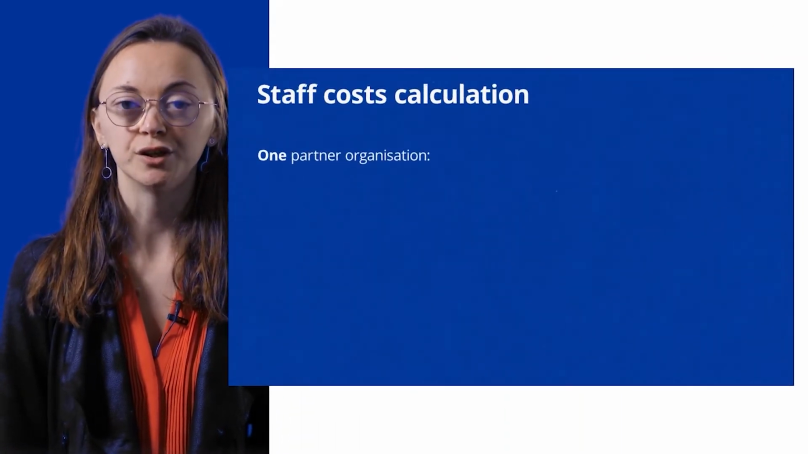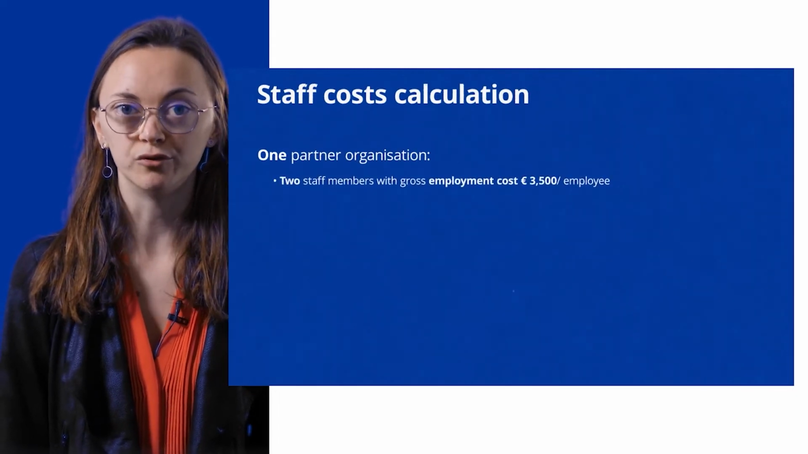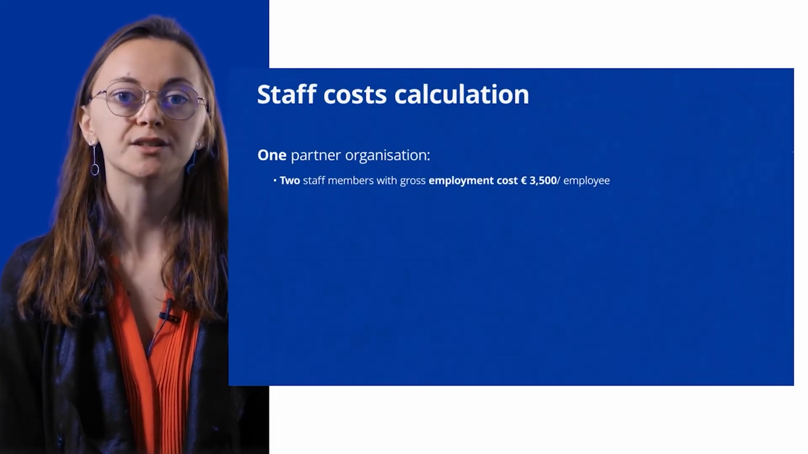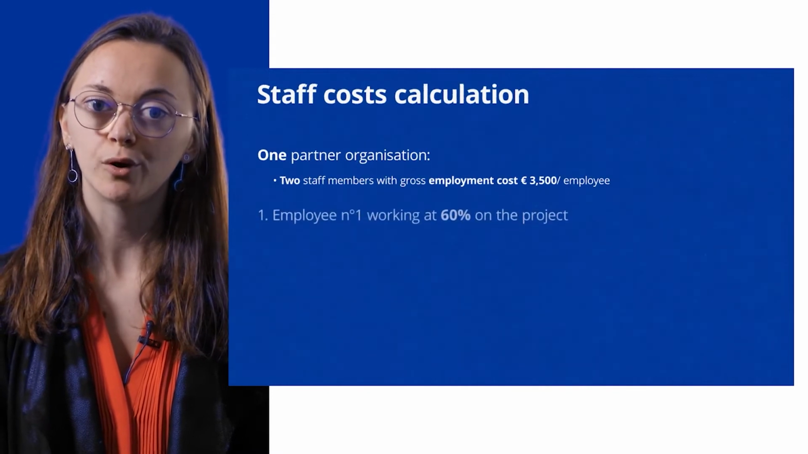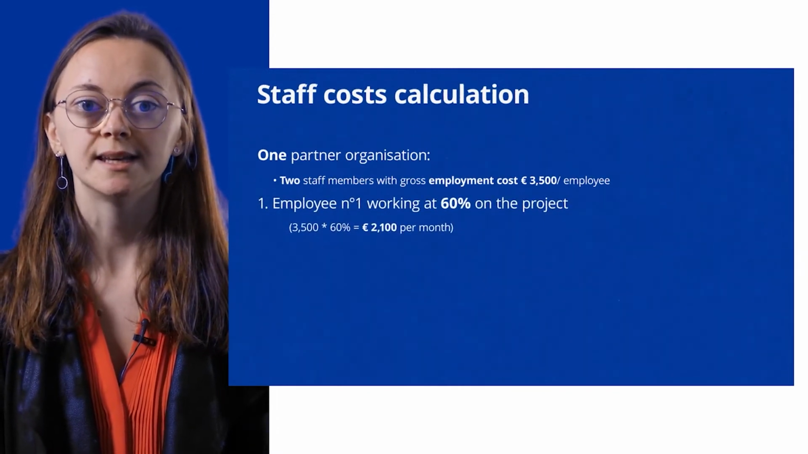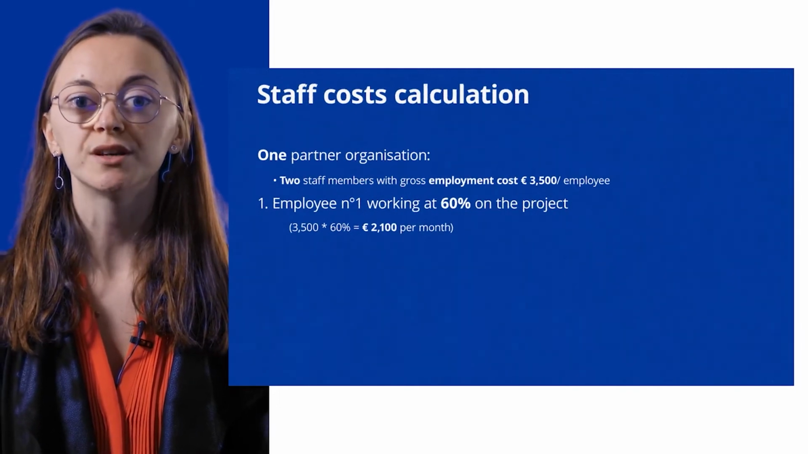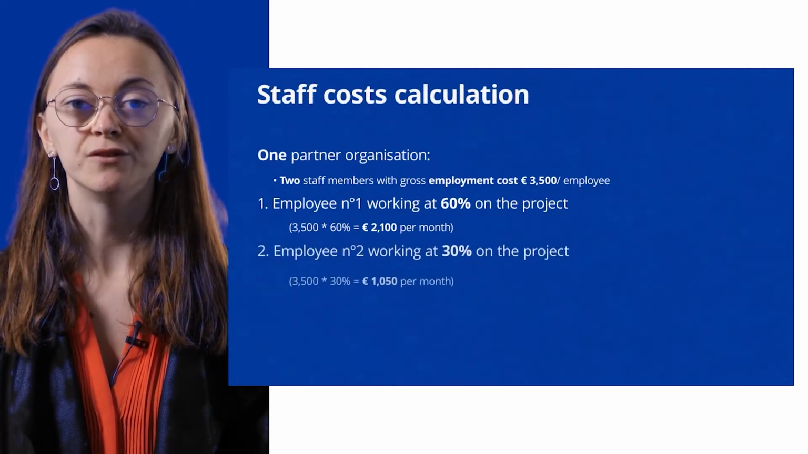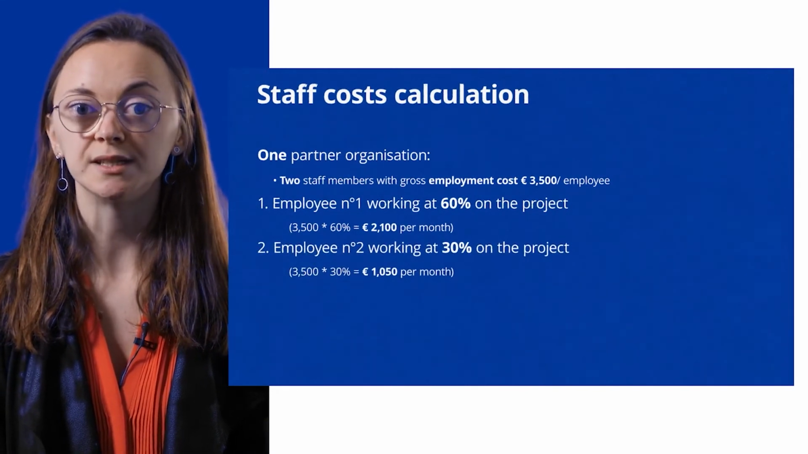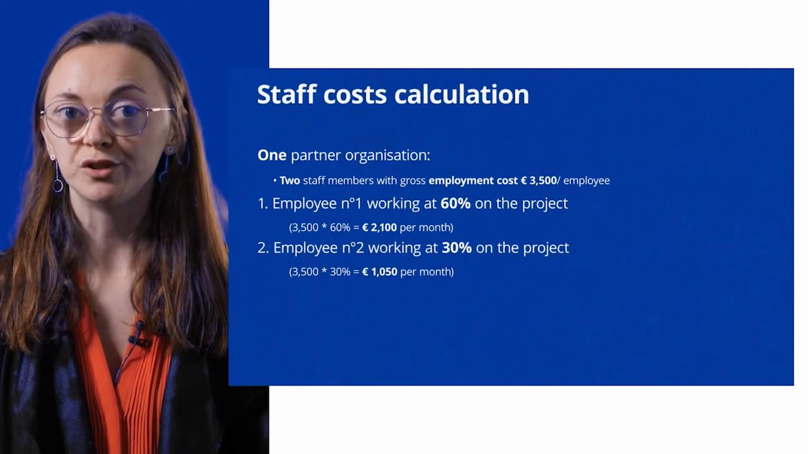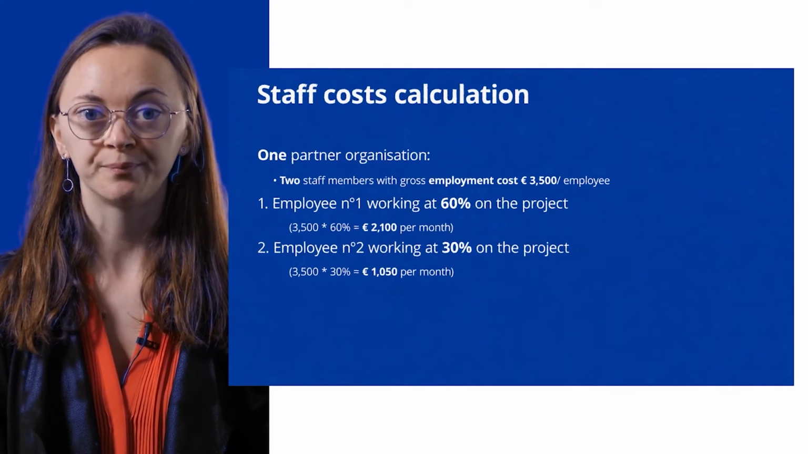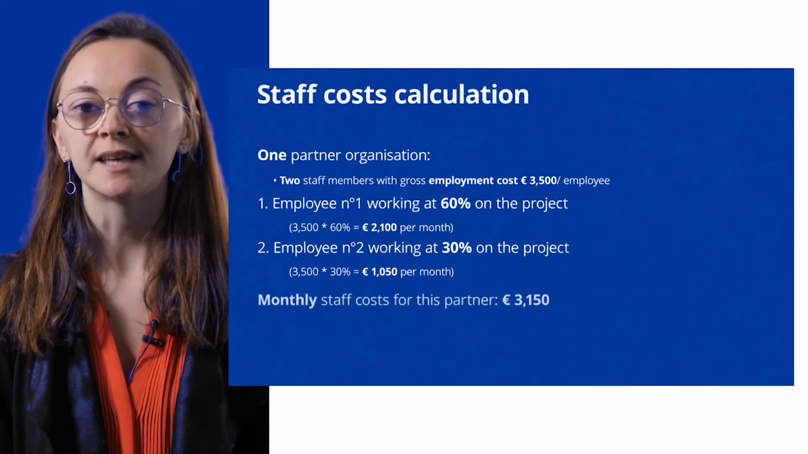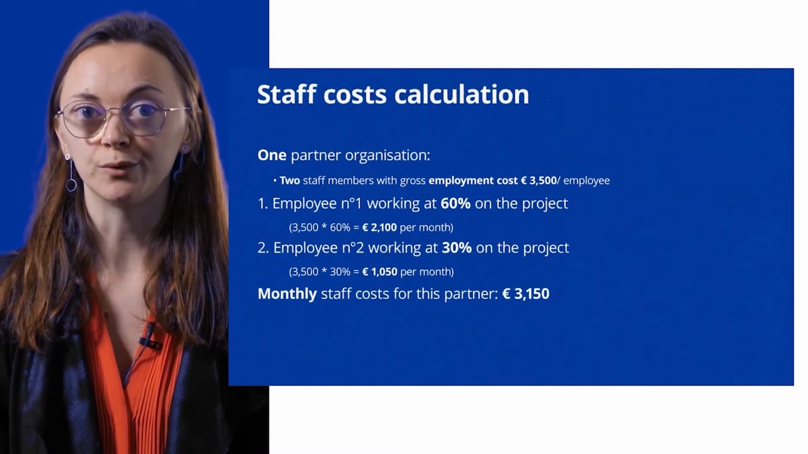Let's take an example. In practice, a partner organization could decide to have 2 employees working on the project. And we'll say that each employee has a gross employment cost of 3,500 euros. So if the first employee will be working at 60% on the project, then the gross employment cost would be 2,100 euros per month. Then if the second employee will be working at only 30% on the project, the gross employment cost will be reduced as we multiply by 30% and we get 1,050 euros per month. So that would mean for this partner a monthly staff cost budget of 3,150 euros.